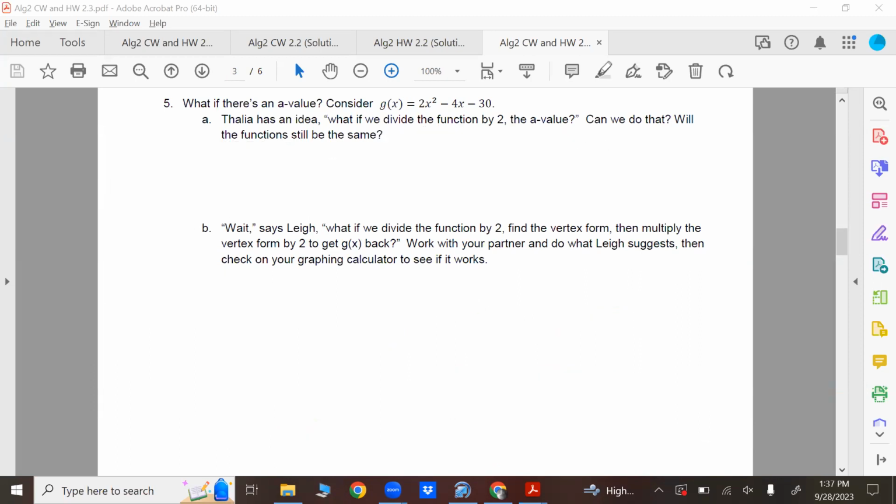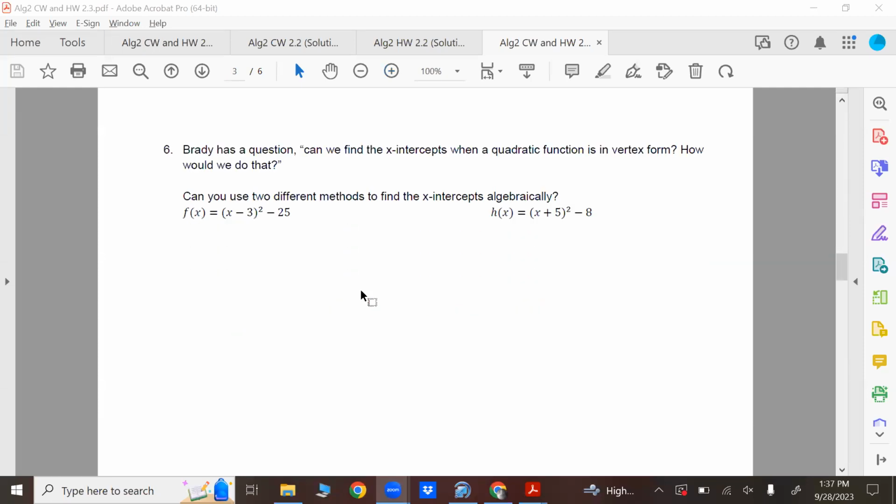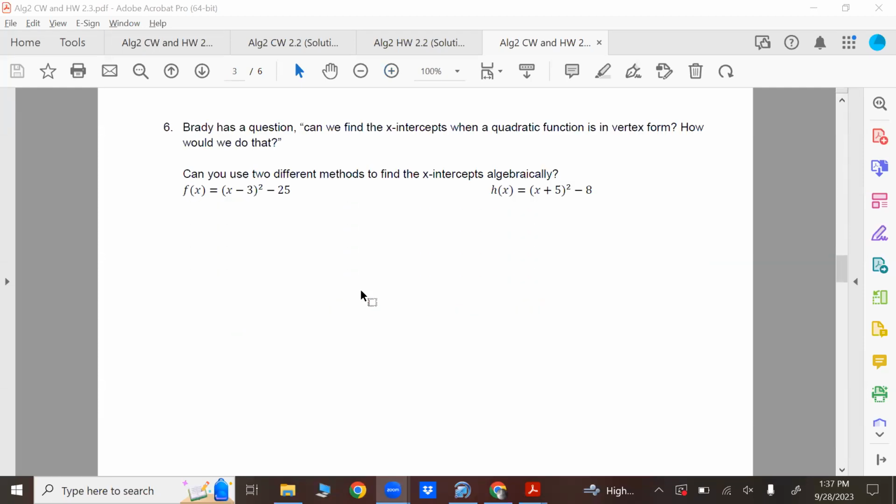I think there's one more example. Brady has a question. Can we find the x-intercepts when a quadratic function is in vertex form? Yeah, you can. Here's what you do. X-intercepts is when y equals 0, right? And what's f of x? That's y. What's h of x? That's y, right? Y is just the same thing. It's just a different notation.